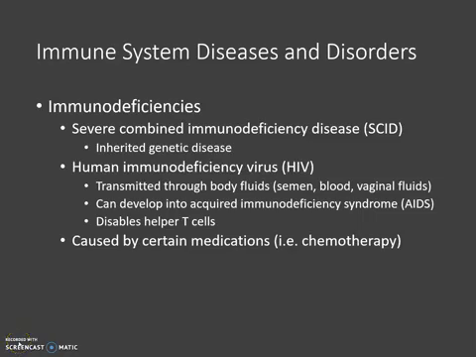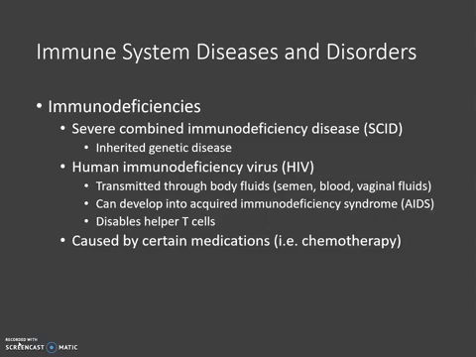There are some diseases and disorders that can affect the immune system, and you can imagine that if the immune system isn't working properly, that can cause some pretty major problems. So first of all, we'll take a look at some different types of immunodeficiencies. So immunodeficiency can be caused by a variety of different things.